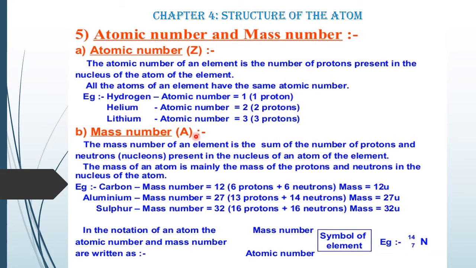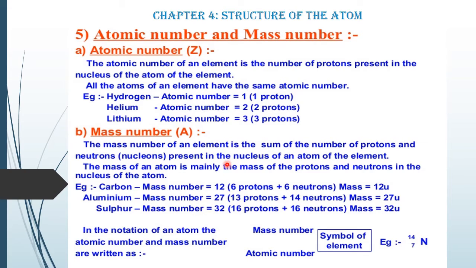Mass number is atomic mass. The mass number of an element is the sum of protons and neutrons. The protons and neutrons together are called nucleons, and these are present in the nucleus of an atom. The mass of an atom is mainly the mass of protons and neutrons in the nucleus.